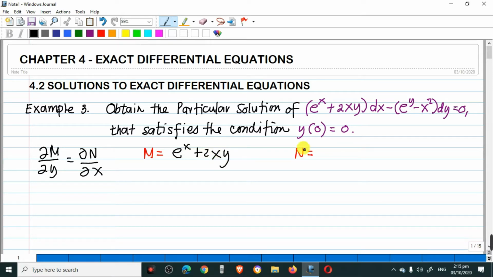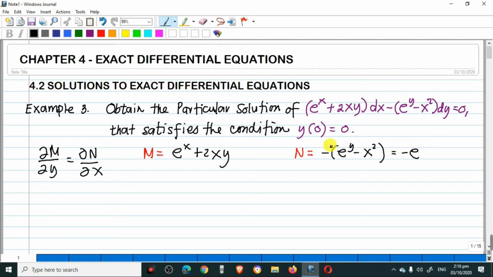And how about the term N? N is this negative. Consider the sign. That is negative (e^y - x^2), and that is all. Then, proceed dun sa simplification, multiply the negative sign in dun sa loob ng ating parentheses. So, therefore, our final value of N or N term is equal to negative e^y.